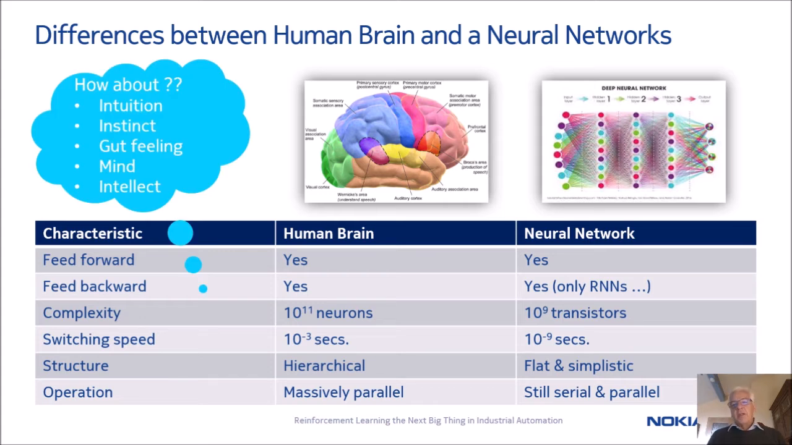Good. This is not all. If you think about this kind of thinking we have in neural networks and the human brain, you can certainly compare switching speed and complexity, but we are far away from imitating a human brain. There is a lot about intuition, instinct, gut feelings, mind, emotions, intellect, and things like this that we do not fully understand, and we are not able to imitate in a neural network.